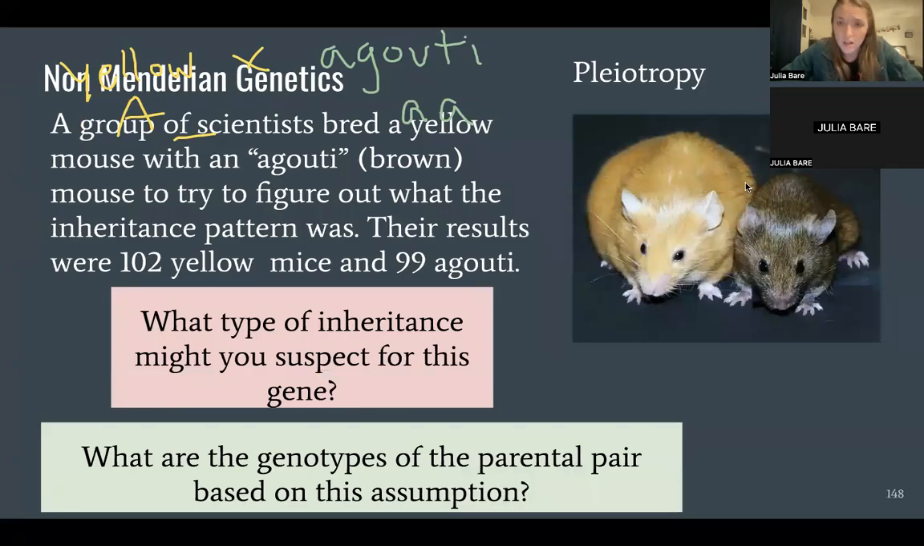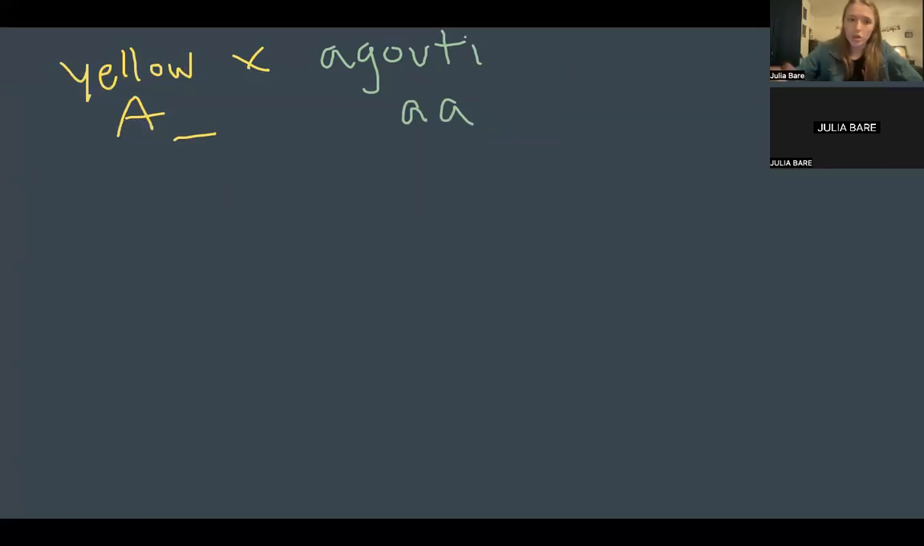Their results in their population were 102 yellow mice and 99 agouti mice.